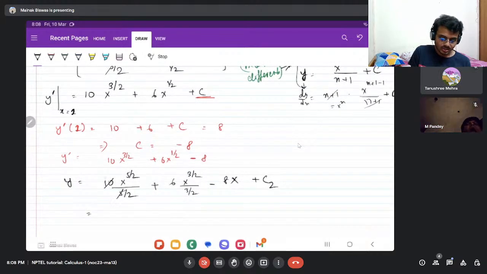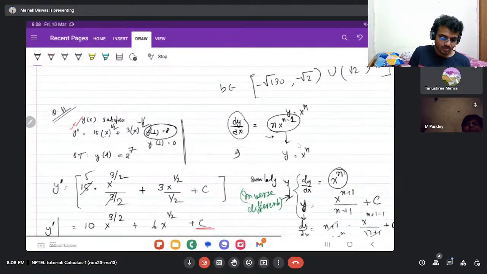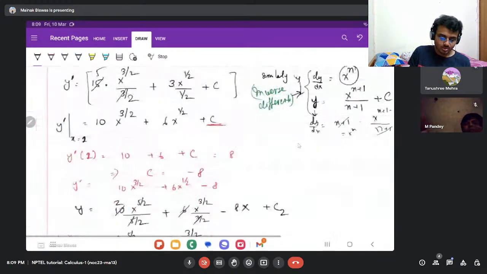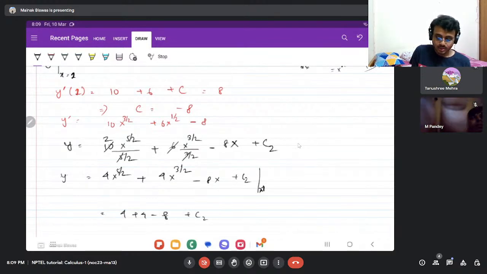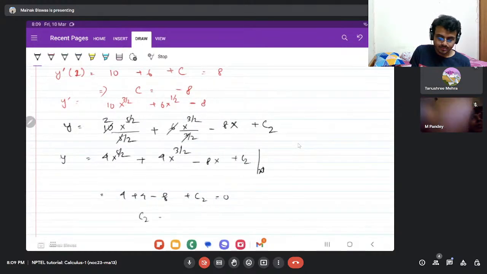Again this is cut. So 4x to the power 5 by 2 plus 4x to the power 3 by 2 minus 8x plus c2 is equal to. Now we have also been given another condition, that f of 1 is equal to 0. I'll put x is equal to 1. So you will get 4 plus 4 minus 8 plus c2 is equal to 0. What is the value of c2 then?